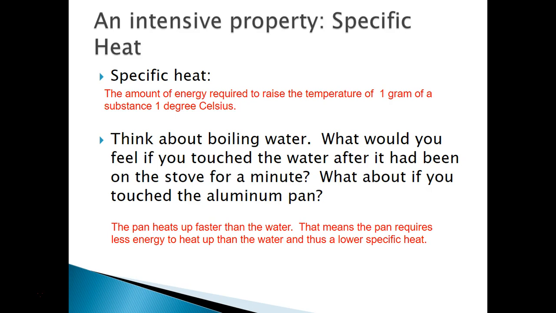If you touch the water after being on the stove for 30 seconds or a minute, the water is not really going to be that hot. It might be lukewarm. But if you touch the bottom of the pan, you're going to burn your finger. That's because the pan heats up faster than the water.